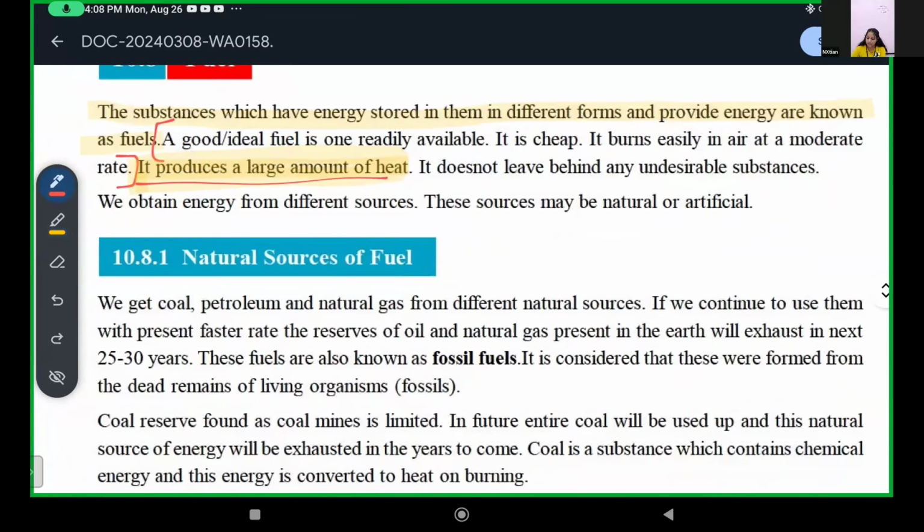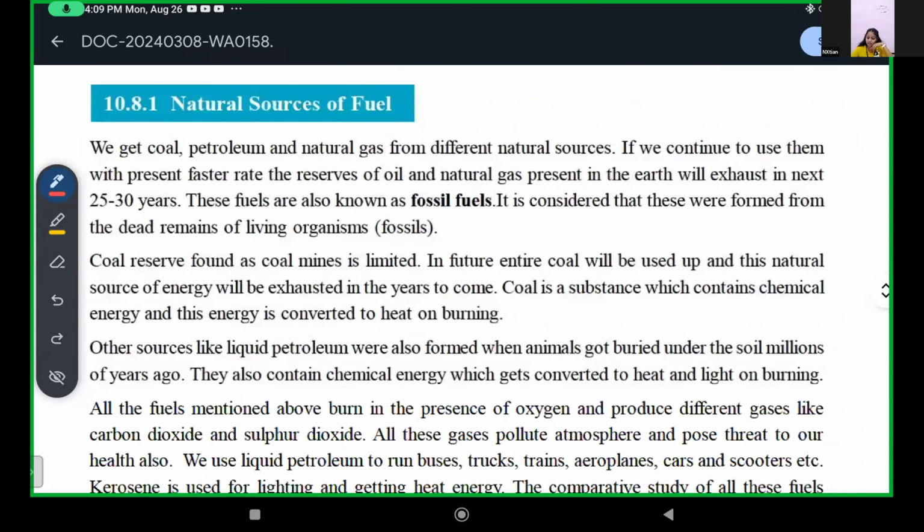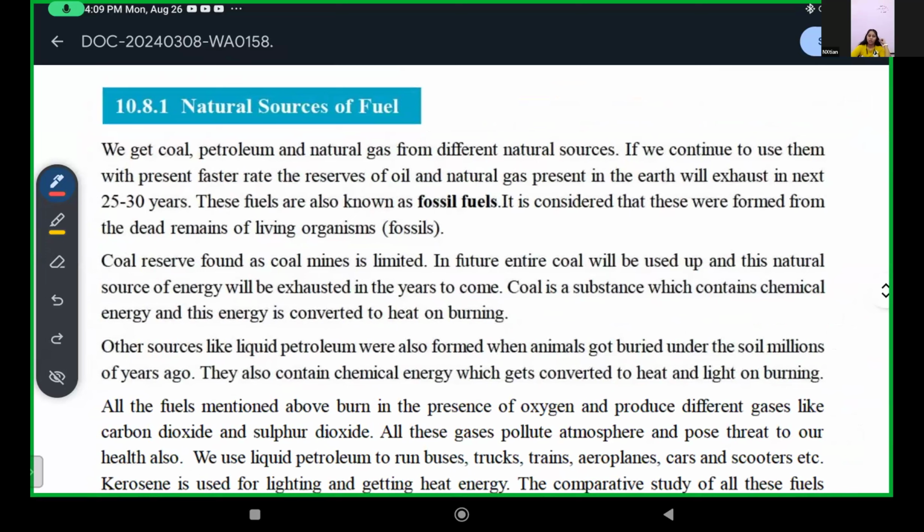We obtain energy from different sources, and it can be a natural source or an artificial source. Artificially means man-made: humans do some activity to produce energy. Natural means using natural things and natural substances to produce energy. So that is a natural source of energy. An example is the sun. Then we'll talk about natural sources of fuel. We get coal, petroleum, and natural gas from different natural sources.